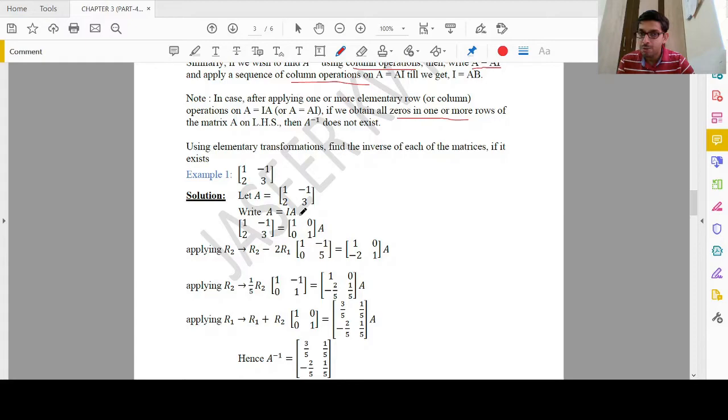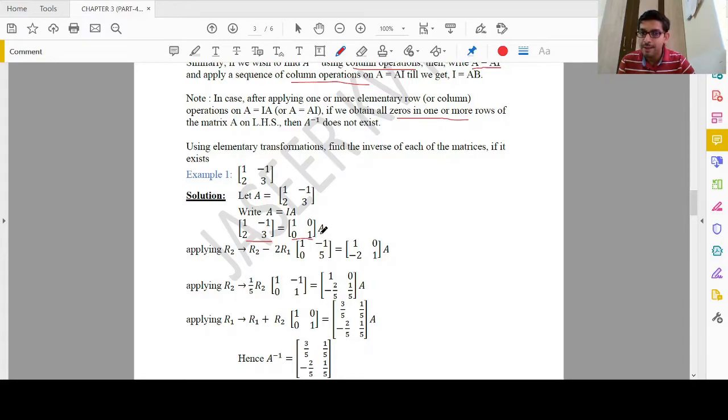So write A equal to IA. Because I am using row transformation, I wrote A equal to IA. It can be either A equal to IA or A equal to AI, depending on whether you are using row transformation or column transformation. So the equation is written like this: [1 -1; 2 3]. The right hand side is, first, the identity of the same order. Since it's a 2 by 2, we will take the identity of 2 by 2.